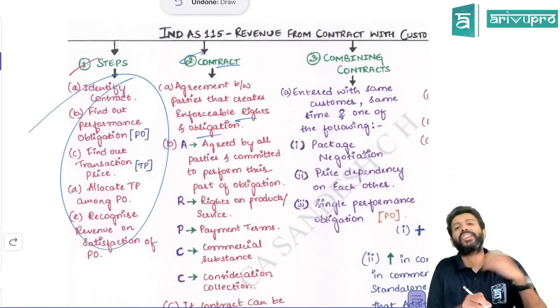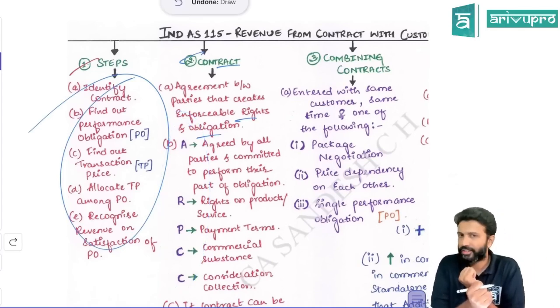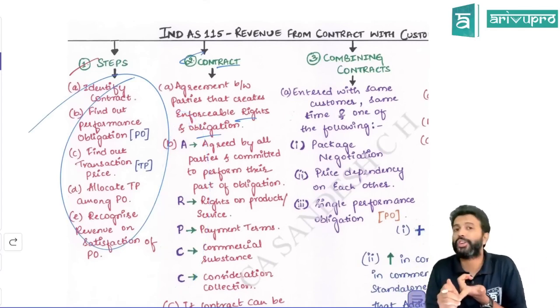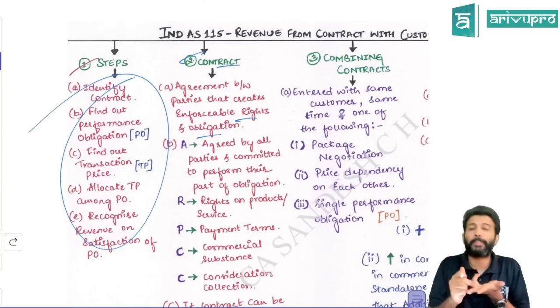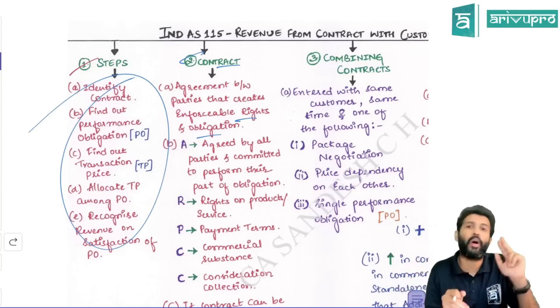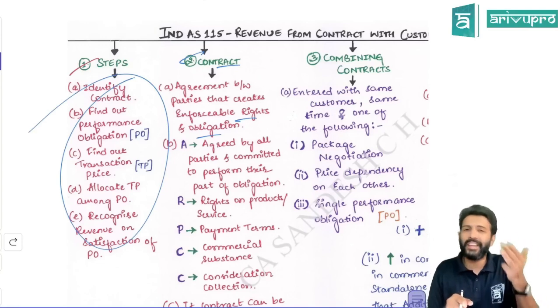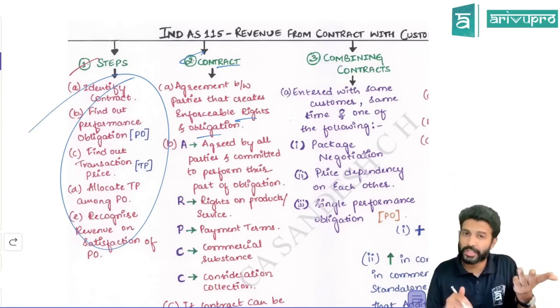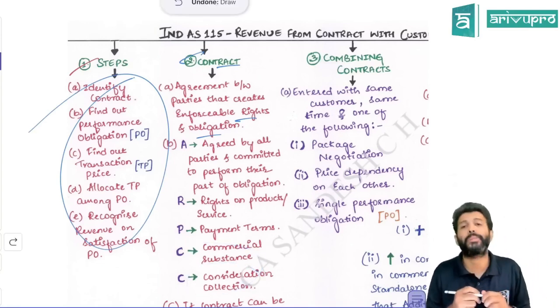A means the contract terms should be agreed by all the parties. R is for the rights of all the parties, which you should know. P is for the payment terms, which should be identified: how much to pay, when to pay, in what mode to pay, all of that should be identifiable. And C, the contract should have commercial substance. And last, the collection of consideration should be probable.